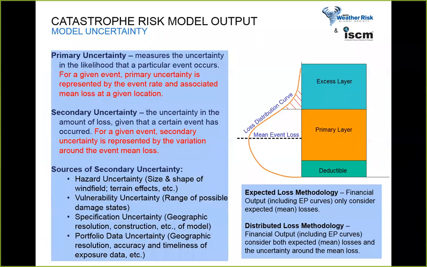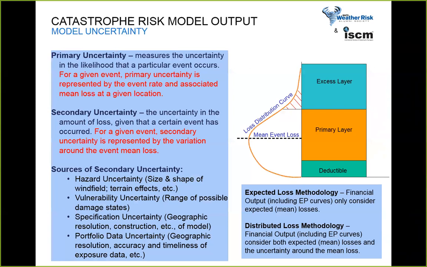So up until this point, I really have not touched anything about model uncertainty. And obviously, there is a tremendous amount of uncertainty in these models in every component, from the event set development all the way down through the financial modeling. So there are several levels of uncertainty that we talk about in regard to CAT models.